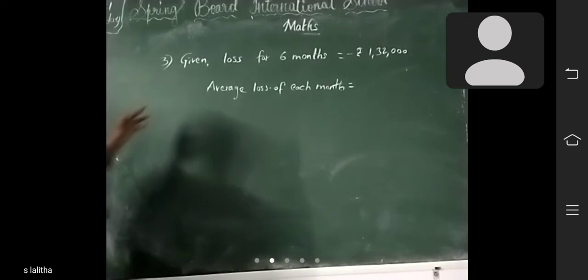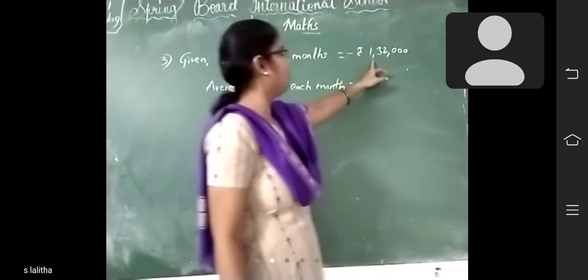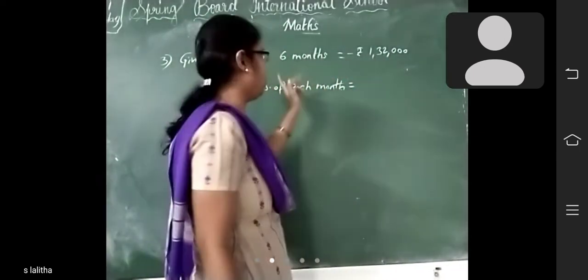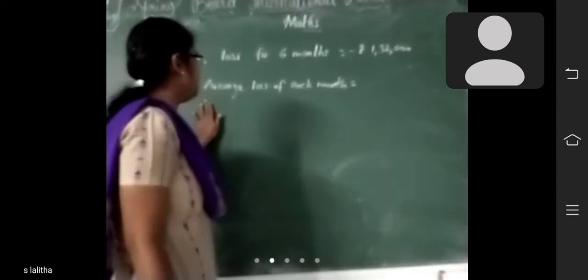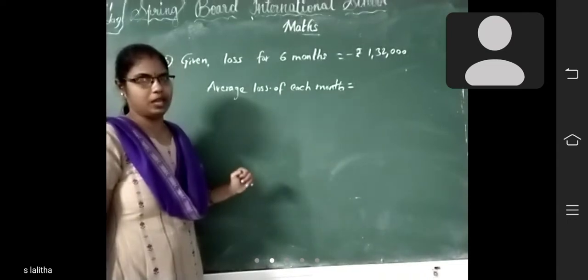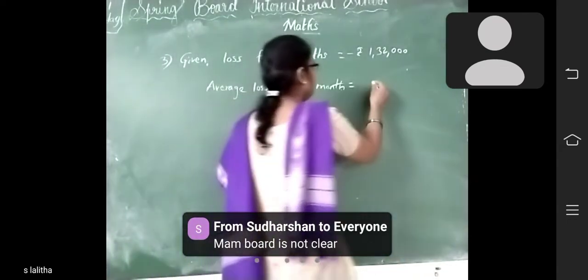So what is given here? Loss for 6 months is equal to 1,32,000 rupees. It is loss means you should take minus, negative integer. And you have to find average loss of each month. Average loss of each month, what you should do?